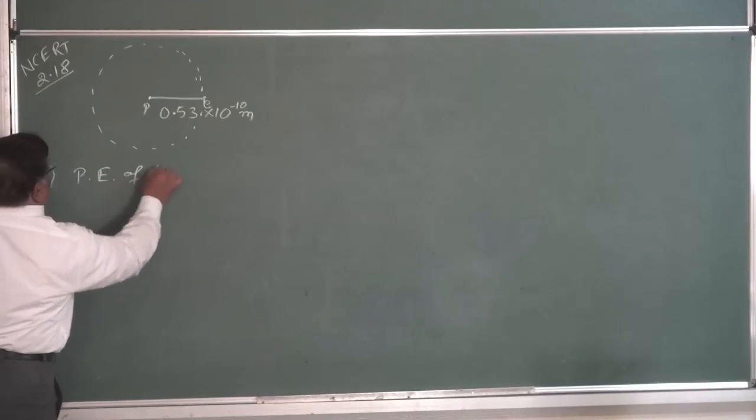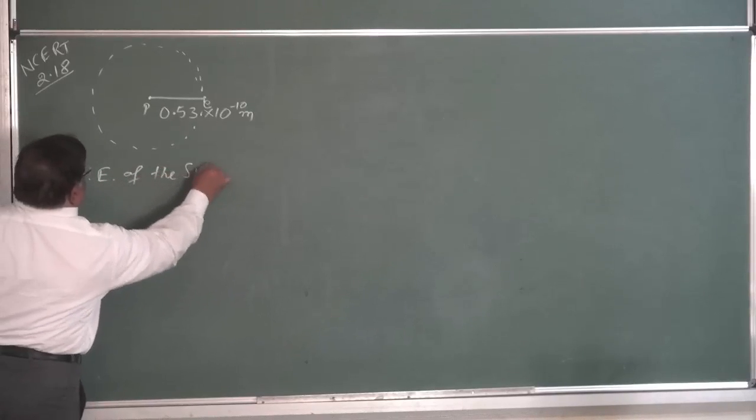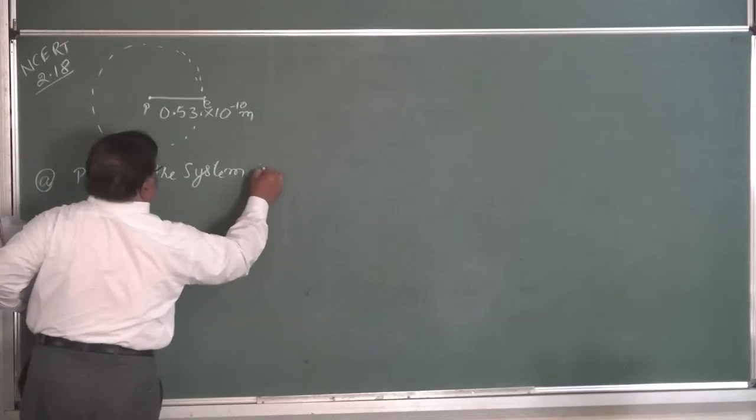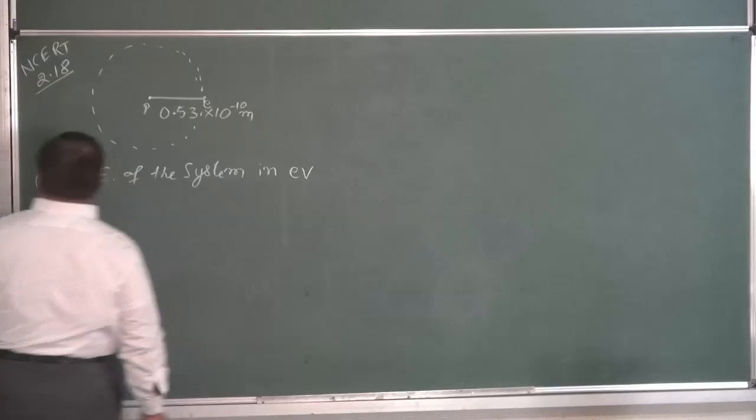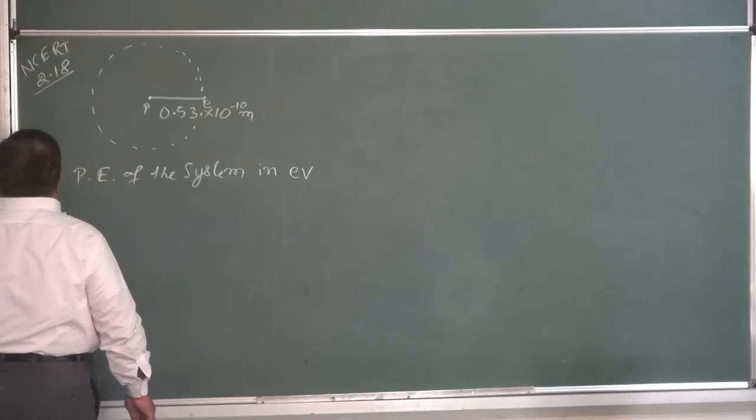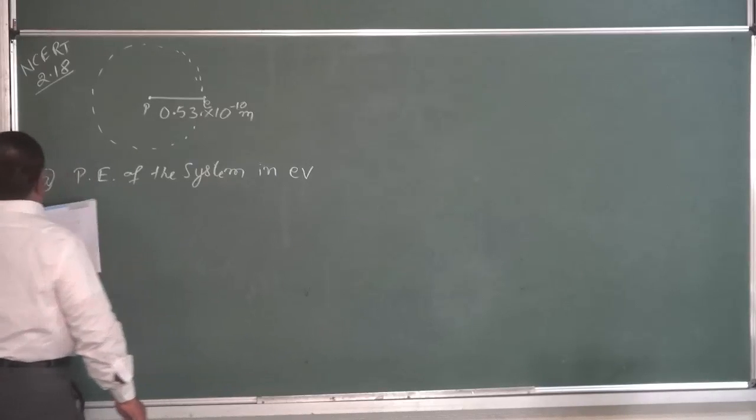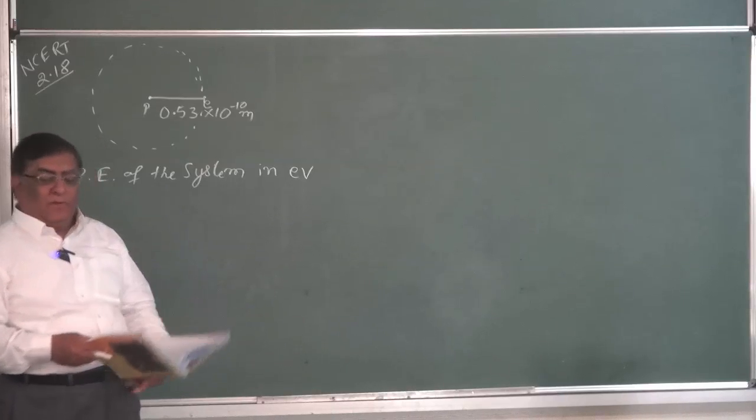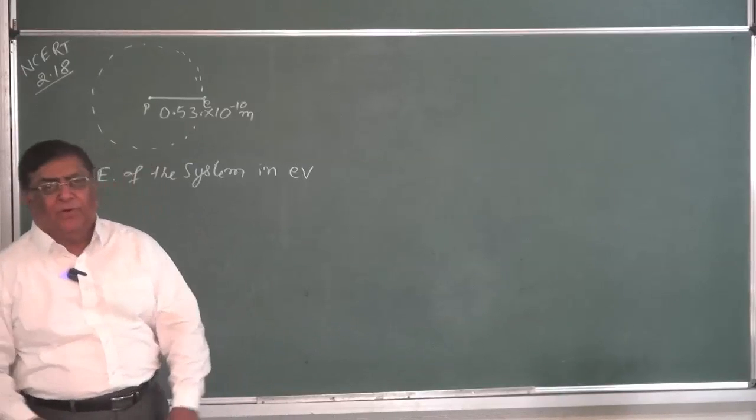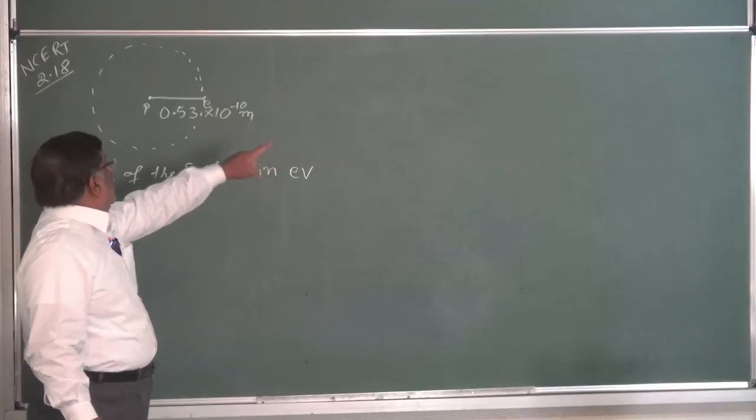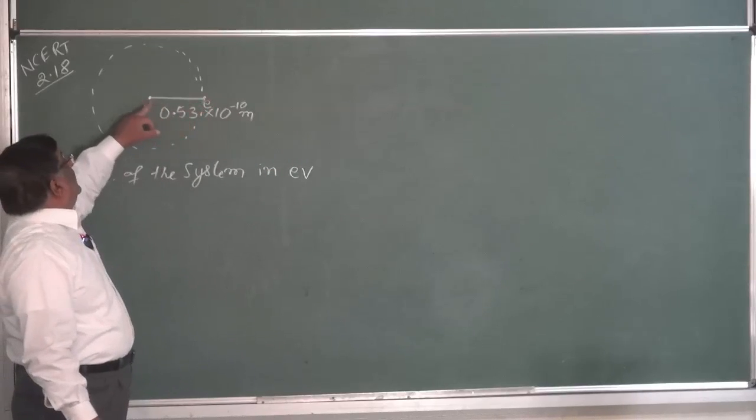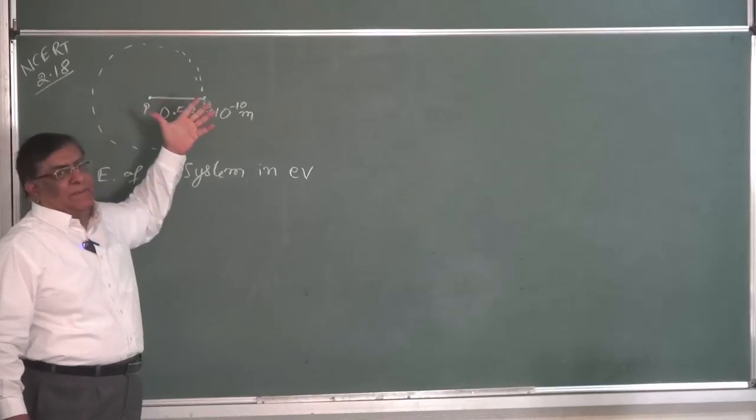Potential energy of the system in electron volt. Taking zero of the potential energy at infinite separation from the proton, we know that at infinity it is zero. If the electron is brought to this distance, then what will be the potential energy of the system?